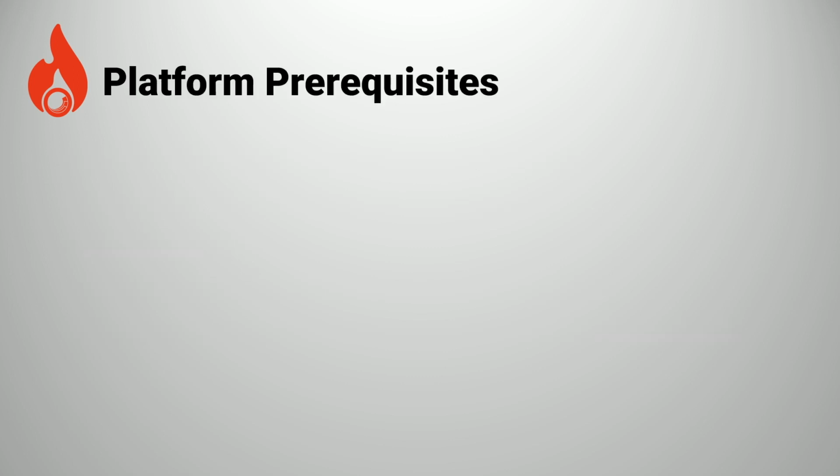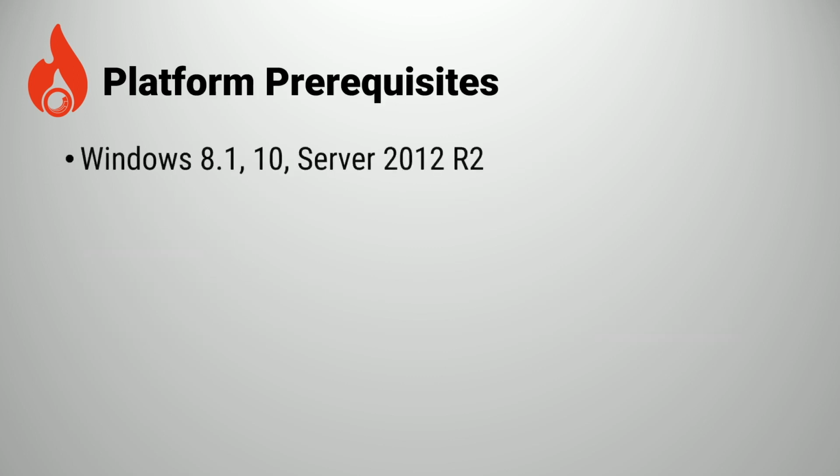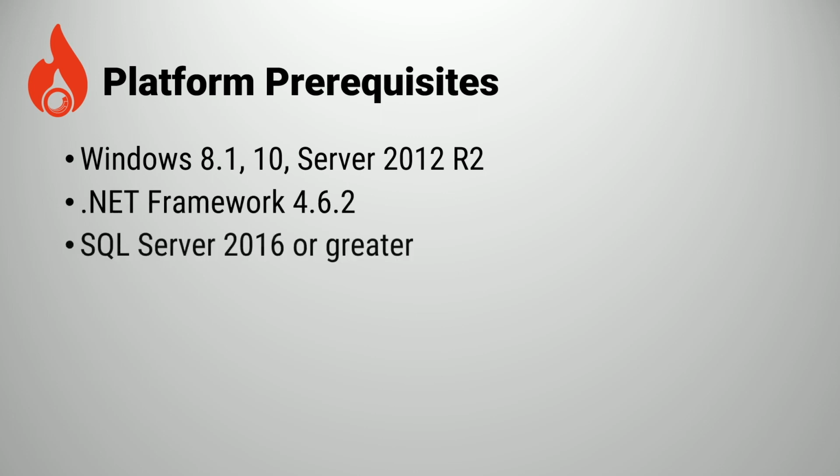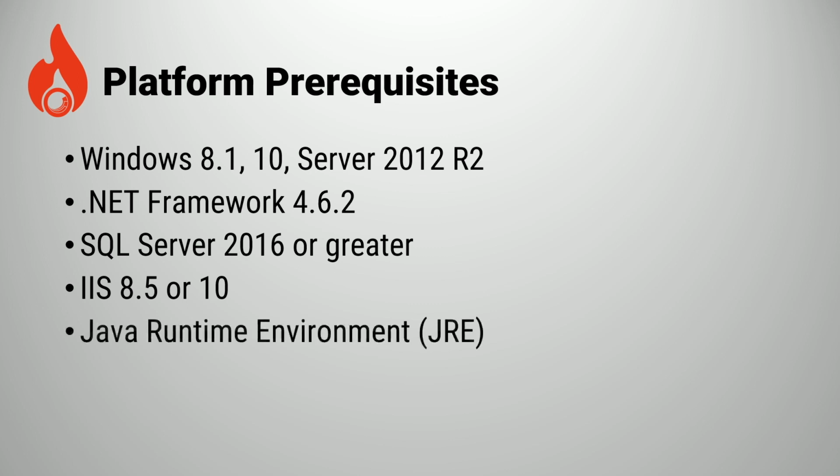Let's take a look at the platform prereqs for Sitecore 9. Sitecore 9 requires Windows 8.1, Windows 10, or Windows Server 2012 R2. The .NET Framework 4.6.2 is required, SQL Server 2016 or greater, IIS 8.5 or 10, and the Java runtime environment is required for running Solr.